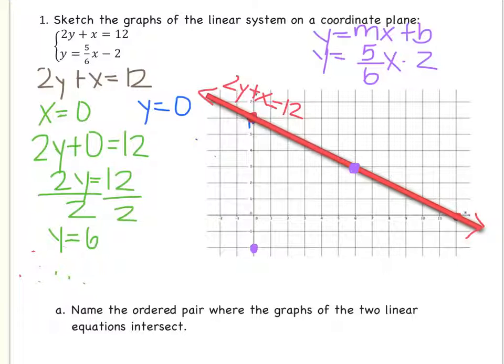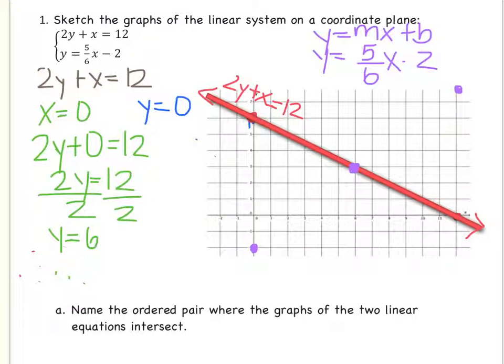So I could continue with this line. I could rise 1, 2, 3, 4, 5. Let's count it again. 1, 2, 3, 4, 5, 6. So my next point would go here.